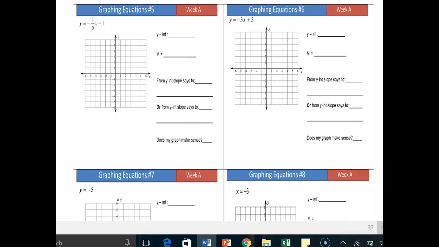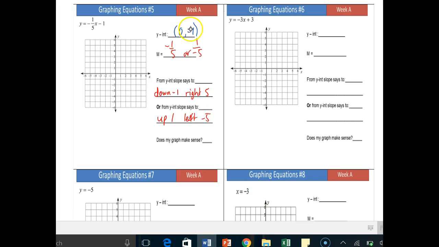So again, we always start off with our y-intercept. In this case, it's (0, negative 1). Our slope in this case can be negative 1 over positive 5 or 1 over negative 5. So that means move down negative 1 and right positive 5, or up positive 1 and left negative 5.